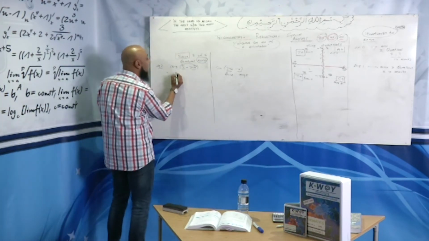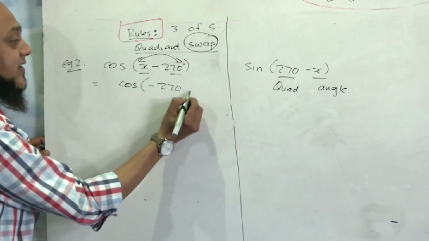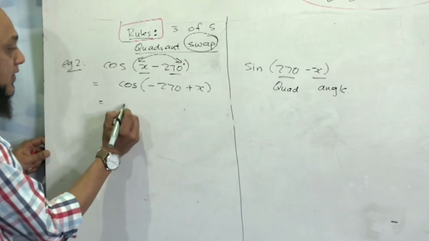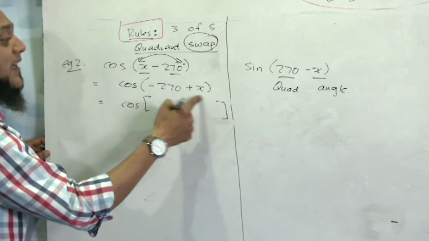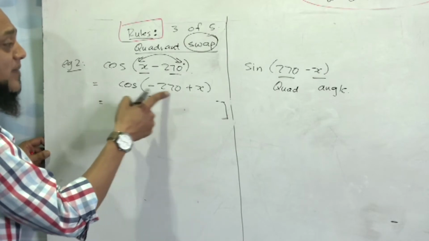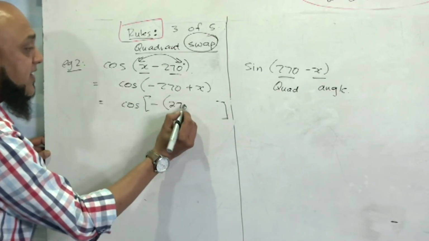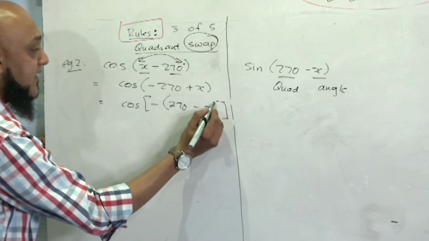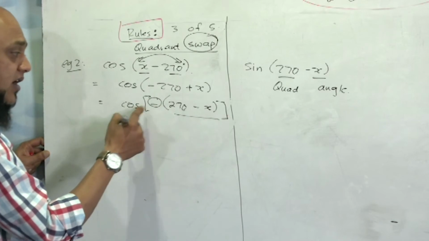So let's go back. We're now going to have cos. What did I say? Swap the two around. Minus 270 plus x. Okay, so that becomes cos. I said use the square brackets. Make it a negative angle in the brackets. So minus into minus 270 becomes plus 270, and plus x becomes minus x. There we go. Cos of a negative angle.